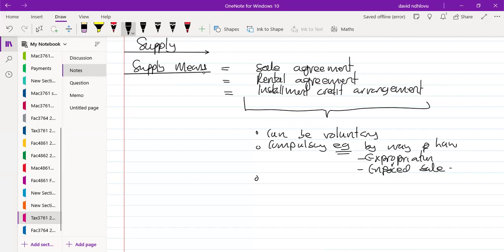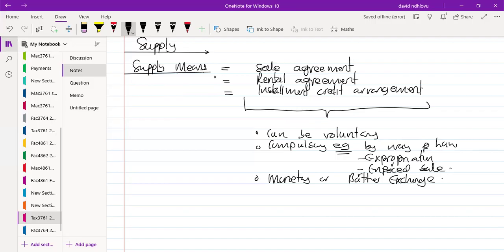It can be monetary, or even a barter exchange. I hope I get my spelling correct there. Barter exchange is also acceptable, even if there is no monetary payment that has taken place. If there is barter exchange and quantities or values can be measured, then it will still constitute a supply. So you need to be very clear on the definition of a supply. So if you rent out a property, it qualifies as a supply.